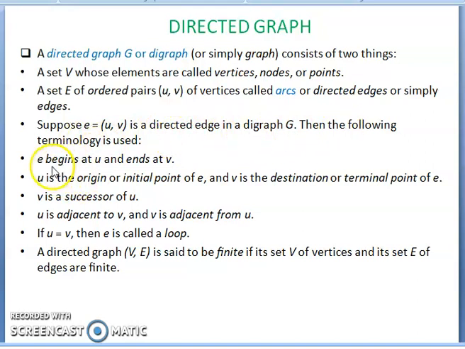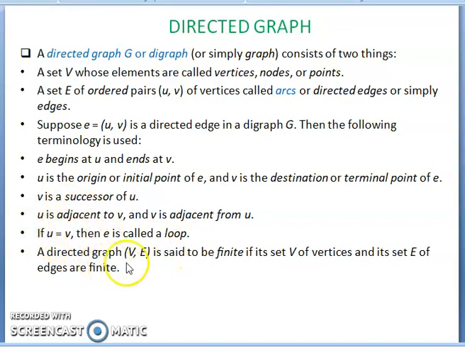E is the edge that begins at vertex u and ends at vertex v, where u is the origin or initial point of edge E and v is the destination or terminal point of edge E. v is a successor of u, or u is adjacent to v and v is adjacent from u. If u is equal to v, then E is called a loop. So u equals v means the starting and ending points of the particular edge E are the same, and it is called a loop.